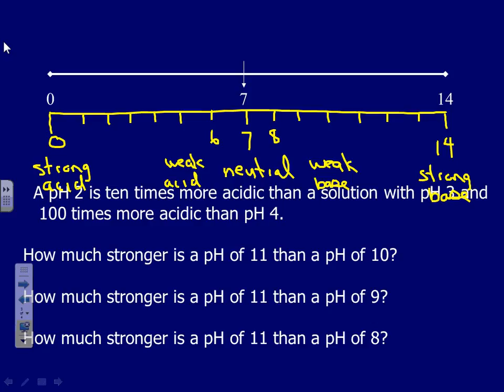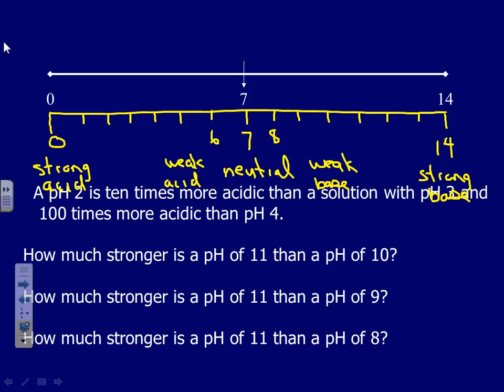So here's just a couple of practice problems to get a sense of how the pH changes. How much stronger is a pH of 11 than a pH of 10? Actually, 11 then 9, 11 then 8. A pH of 2 is more acidic.